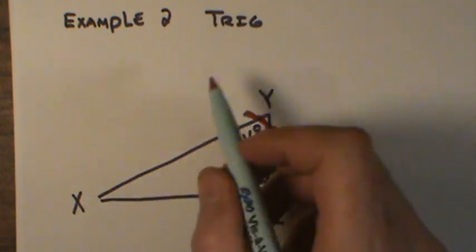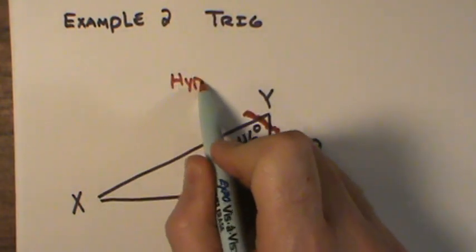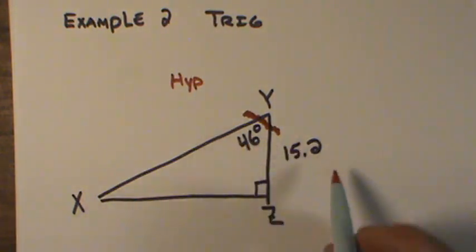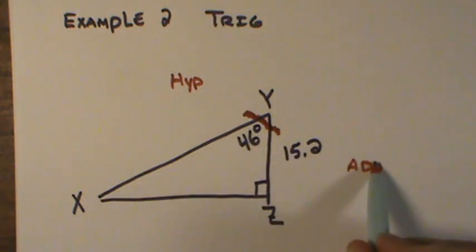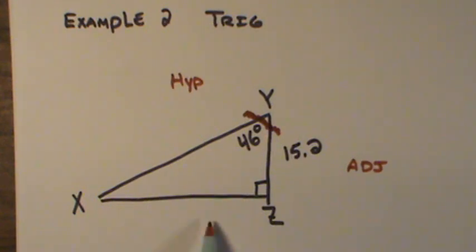We laugh at trig. So this is my hypotenuse, my angle. This would be my adjacent side. That only leaves one trig name for down here, and that would be opposite.